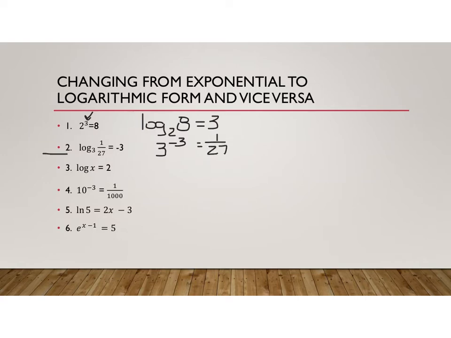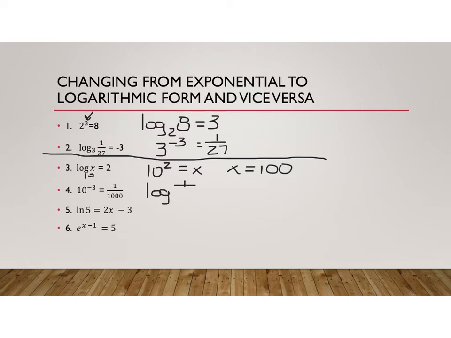So now, dealing with common logs and natural logs. Number 3, we've got log of x is equal to 2. There's no base there. We assume it's base 10. So changing the form would be 10 to the second power is x. So in this case, x would be 100. Number 4 is exponential form. It's base 10. It could be written as log base 10, I don't need to write that, of 1 over 1,000 equals negative 3.